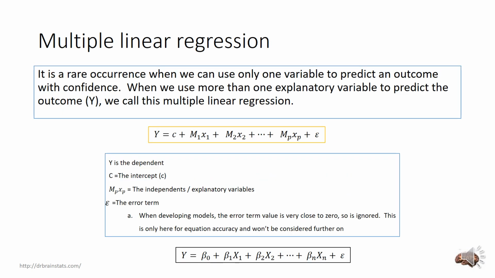With simple linear regression finished, we are now going to start multiple linear regression. It's a rare occurrence when we can use only one variable to predict an outcome with confidence. When we use more than one explanatory variable to predict the outcome, we call this multiple linear regression, as shown in the equation on the slide, where y is the dependent variable, c is the intercept, x1 to xp are the independent explanatory variables, and e is the error term. When developing models, the error term value is very close to 0, so we tend to ignore it. This is only here for accuracy and won't be considered further on.